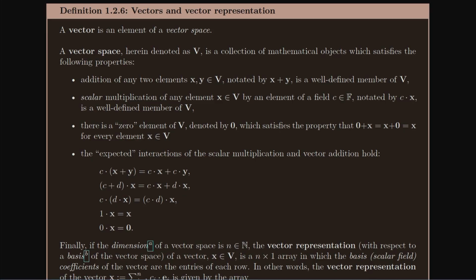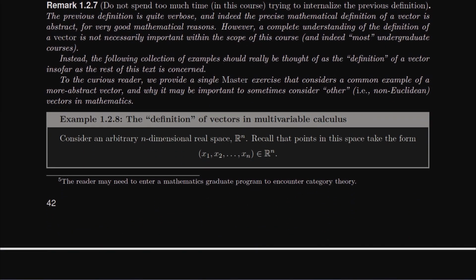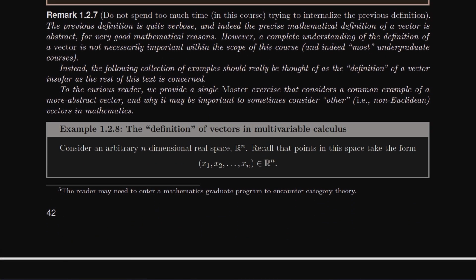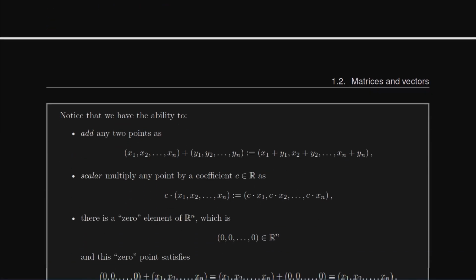And so what are vectors? Well, we're not really going to talk about this definition for vectors because it's a little bit ugly and it gets more abstract than we need it to be. So I have a remark here: do not spend too much time in this course trying to internalize the previous definition. What are vectors? I have in the next example the quote-unquote definition. Not the true definition, but basically the definition of vectors in multivariable calculus. Vectors in multivariable calculus are going to be a reinterpretation of points in n-dimensional space. Okay, so vectors are reinterpretations of points in multi-dimensional space, at least as far as our class is going to be concerned.